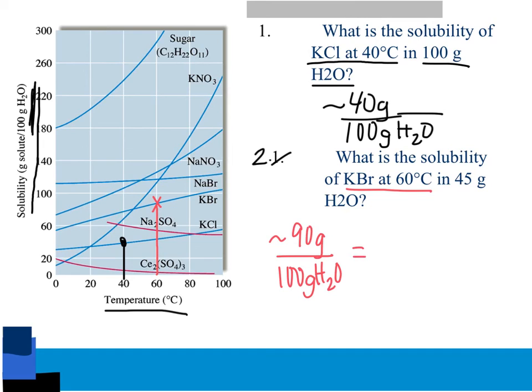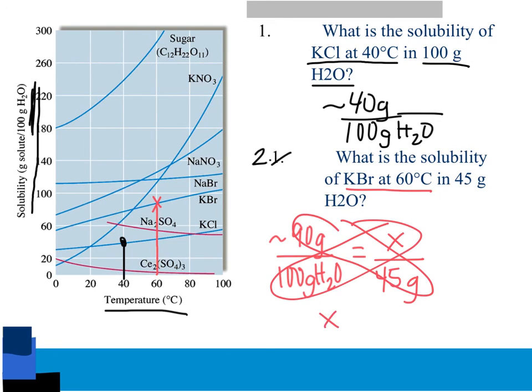But the question is asking how much will dissolve in 45 grams of water. So then we want to know what that would be, X over 45. You see how I set up the proportion? Based on the graph, 90 grams dissolves in 100 grams of water at that temperature. We want to find out what that would be equivalent to in 45 grams of water. Now just finish out your math. You'll cross multiply here, cross multiply there, solve for X. Go ahead and put that into your calculator and see what you get.